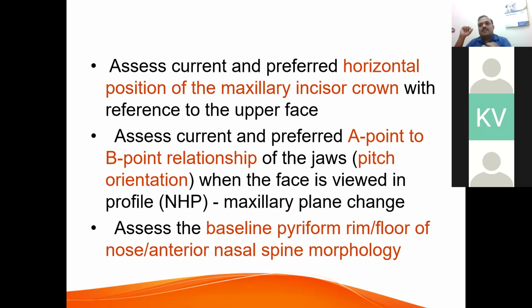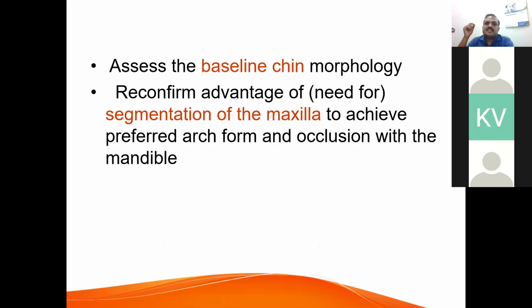And next, while moving the maxilla superiorly, sometimes the piriform rim has to be deepened to improve the airway, or the floor of the nose has to be extended, or the nasal spine morphology has to be altered. The decision has to be made at the clinical assessment stage. And next is the assessment of the baseline chin morphology. That is the 7th parameter.